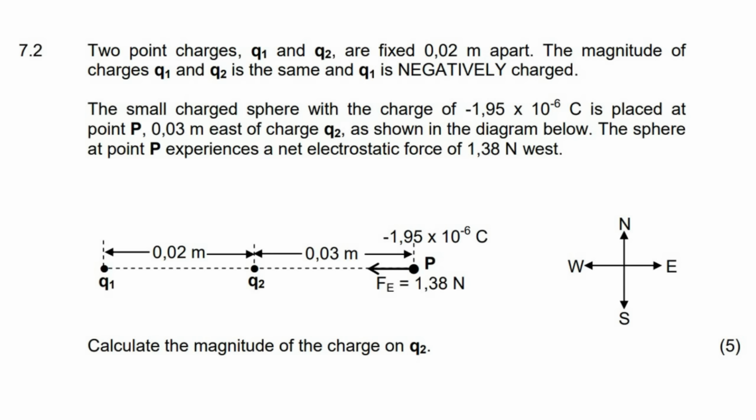In this question, they say that two point charges Q1 and Q2 are fixed 0.02 meters apart. The magnitude of the charges are the same, and Q1 is negative. That means Q1 is negative, but it doesn't necessarily mean that Q2 is also negative. But Kevin, I thought they said they have the same charge. No, they just said that the magnitude is the same, so the size. For example, if this one's -5, this one might also be -5, but it could also be +5. So if Q1 equals -x, then Q2 could be x, or it could be -x. We're not quite sure about that, so I'll leave that for now.